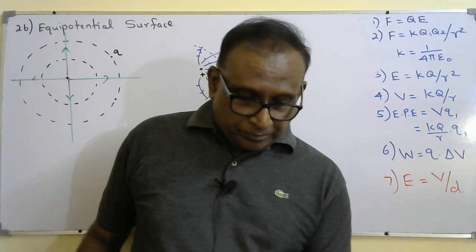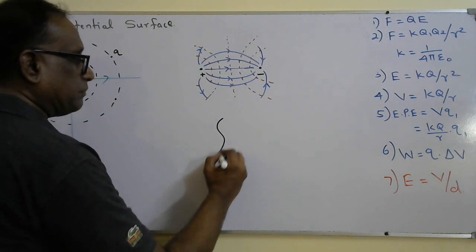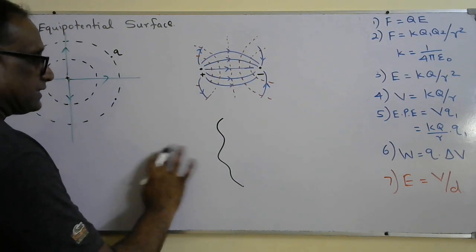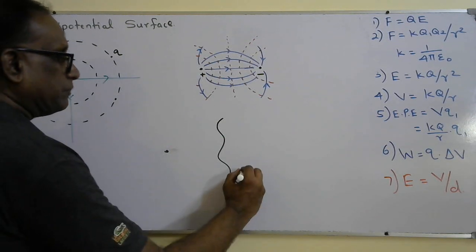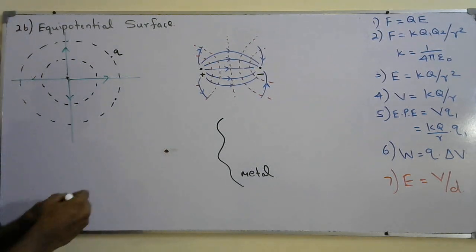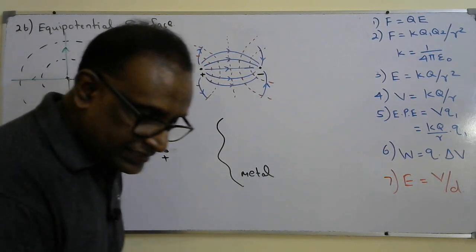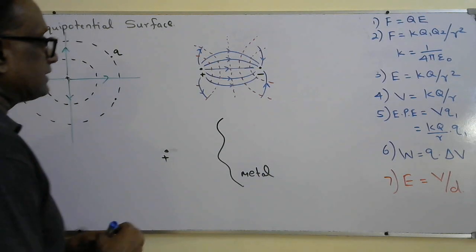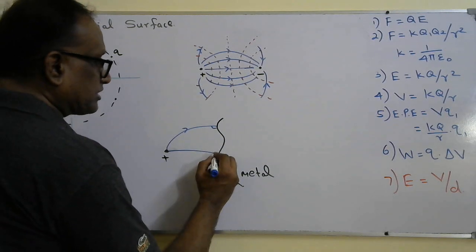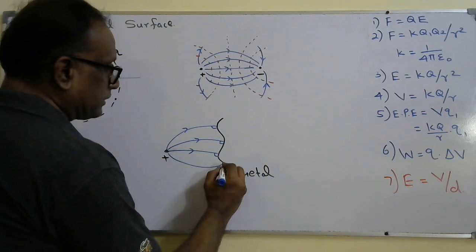When there is a charged metal plate, the metal surface is an equipotential. So if there is a randomly shaped charged metal plate, and if you keep a positive point charge here, this metal conductor is an equipotential surface. So the field line coming out of the positive point charge should fall on the metal, which is an equipotential surface, such that the field lines are perpendicular to the metal surface. Wherever it touches, it must be perpendicular to the equipotential surface.